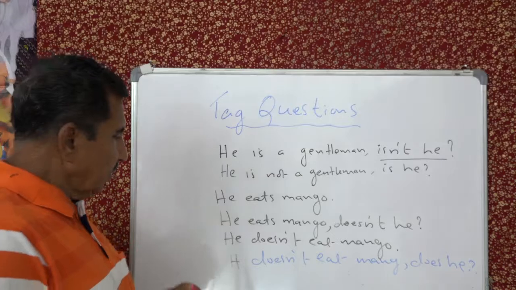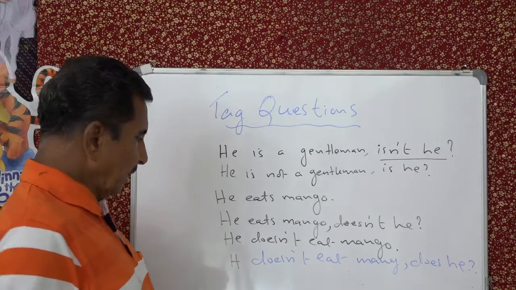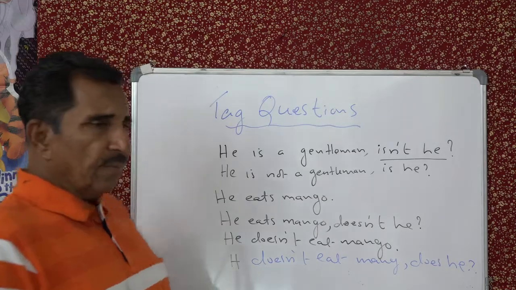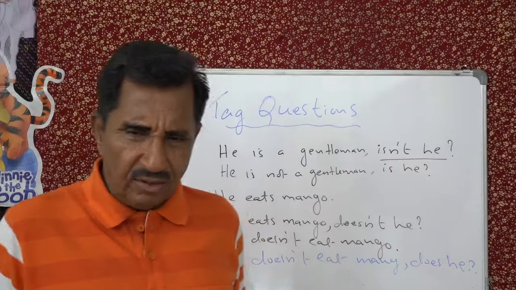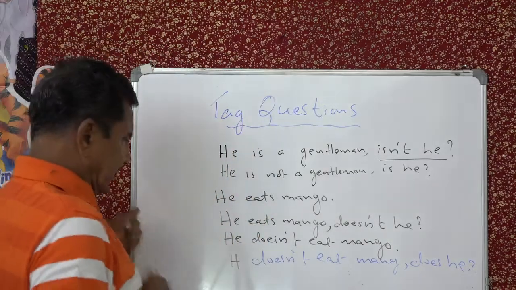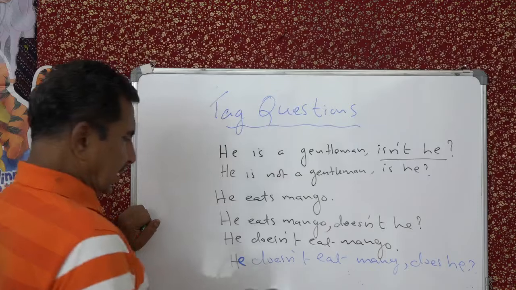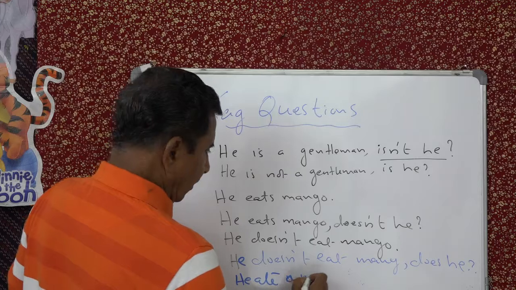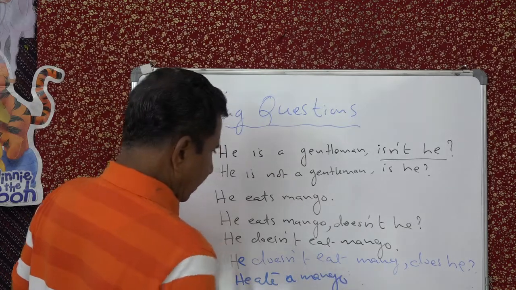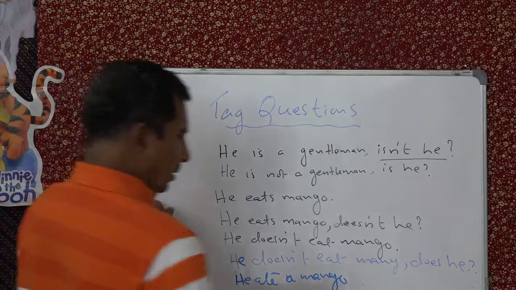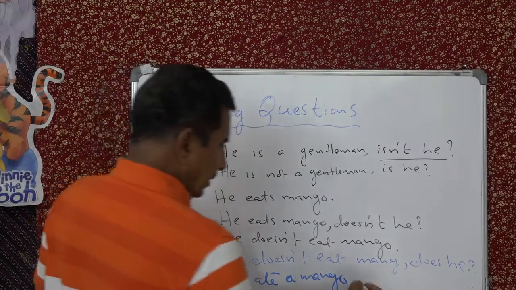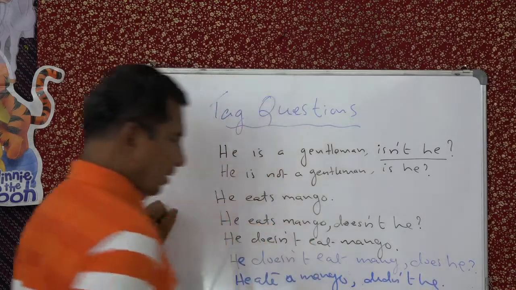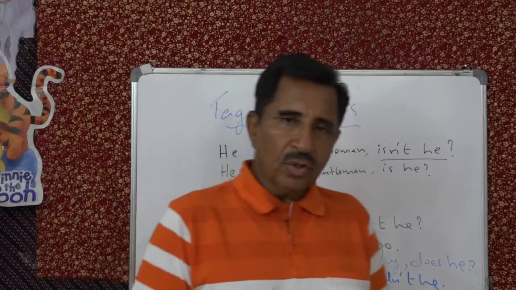See? So suppose you get a sentence like this: he ate a mango. It may look simple, but probably in every exam you will get a question on tags. He ate the mango. Then what will be the tag? Didn't he? So for other verbs, you have to use do, does, did.